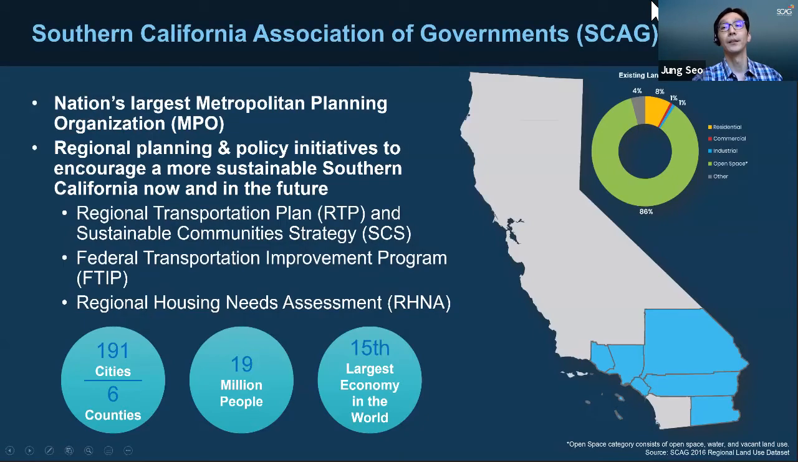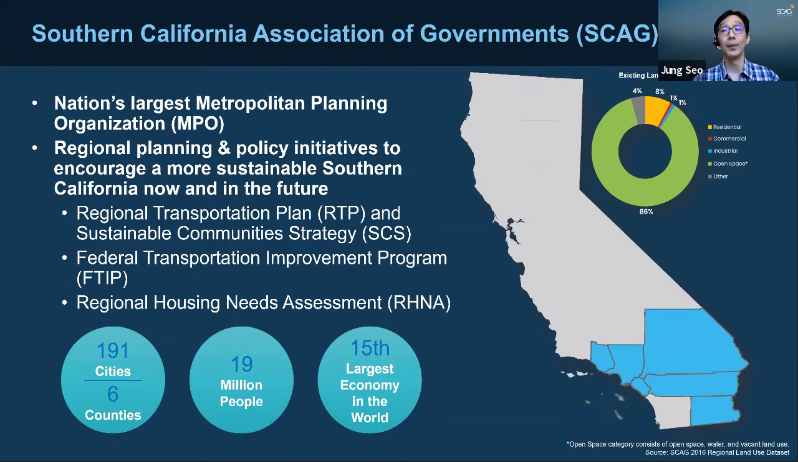So let me just briefly introduce SCAG. SCAG is the nation's largest MPO. We represent 6 counties in Southern California and 191 cities. Those 6 counties include Imperial, Los Angeles, Orange, Riverside, San Bernardino, and Ventura. And as of the year 2020, there are about 19 million people in our region, and the gross regional product is about 1,352 billion, which puts the SCAG region as the 15th largest economy in the world.